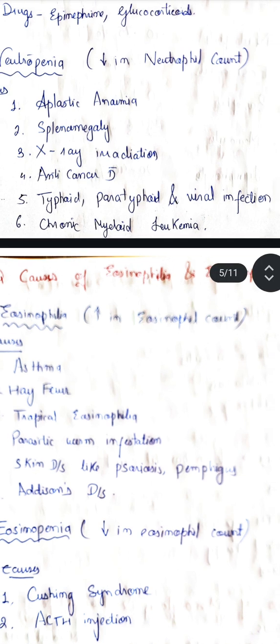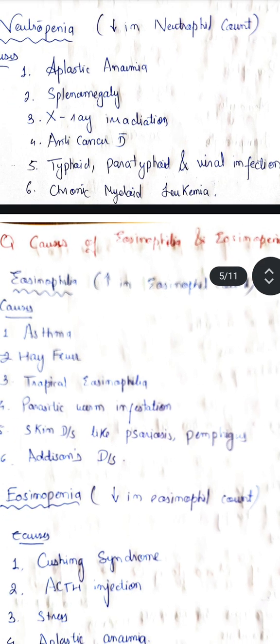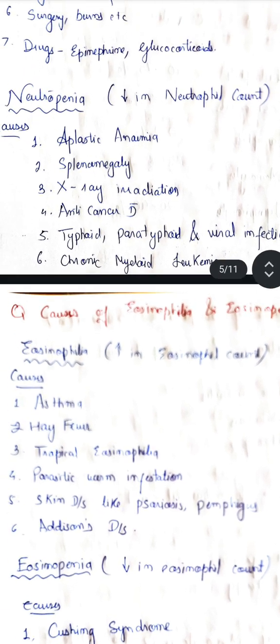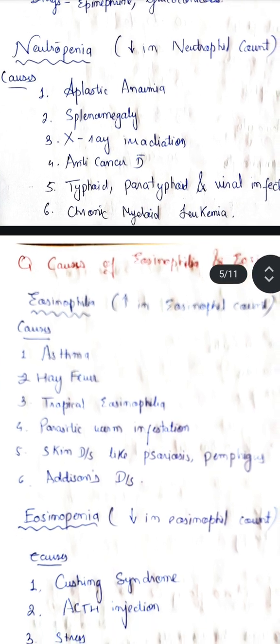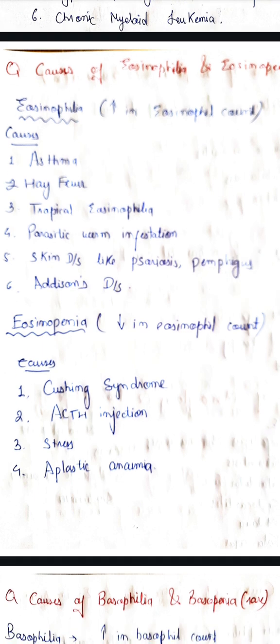Now, neutropenia, that is a decrease in the neutrophil count. What is the normal neutrophil count? It is 40 to 75%. If it comes out to be less than that, we call that condition neutropenia. The causes may be bone marrow depression, that is aplastic anemia, or splenomegaly, or X-ray irradiation, or some chemotherapy, anti-cancer drugs. Also, in certain fevers like typhoid, paratyphoid, and in case of viral infection, you will get neutropenia. And also in case of CML, chronic myeloid leukemia, you will observe derangement in the neutrophils.